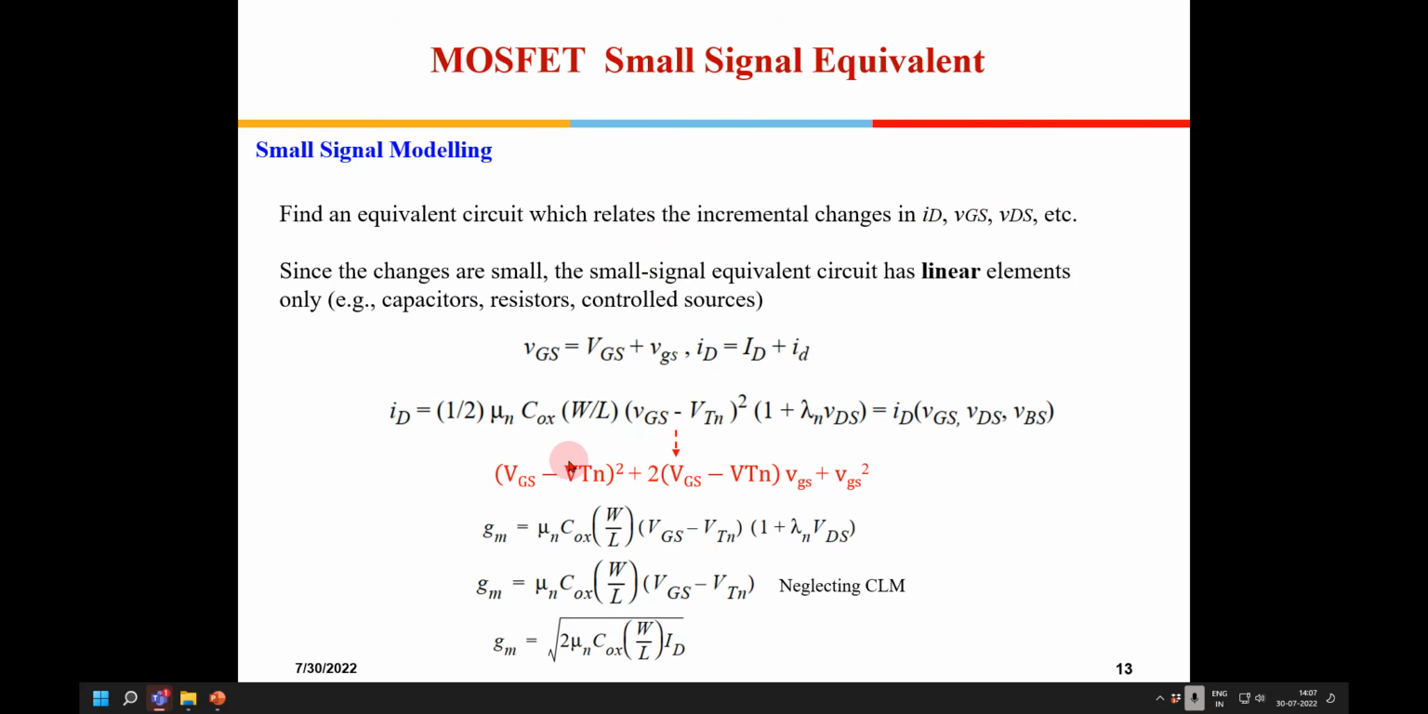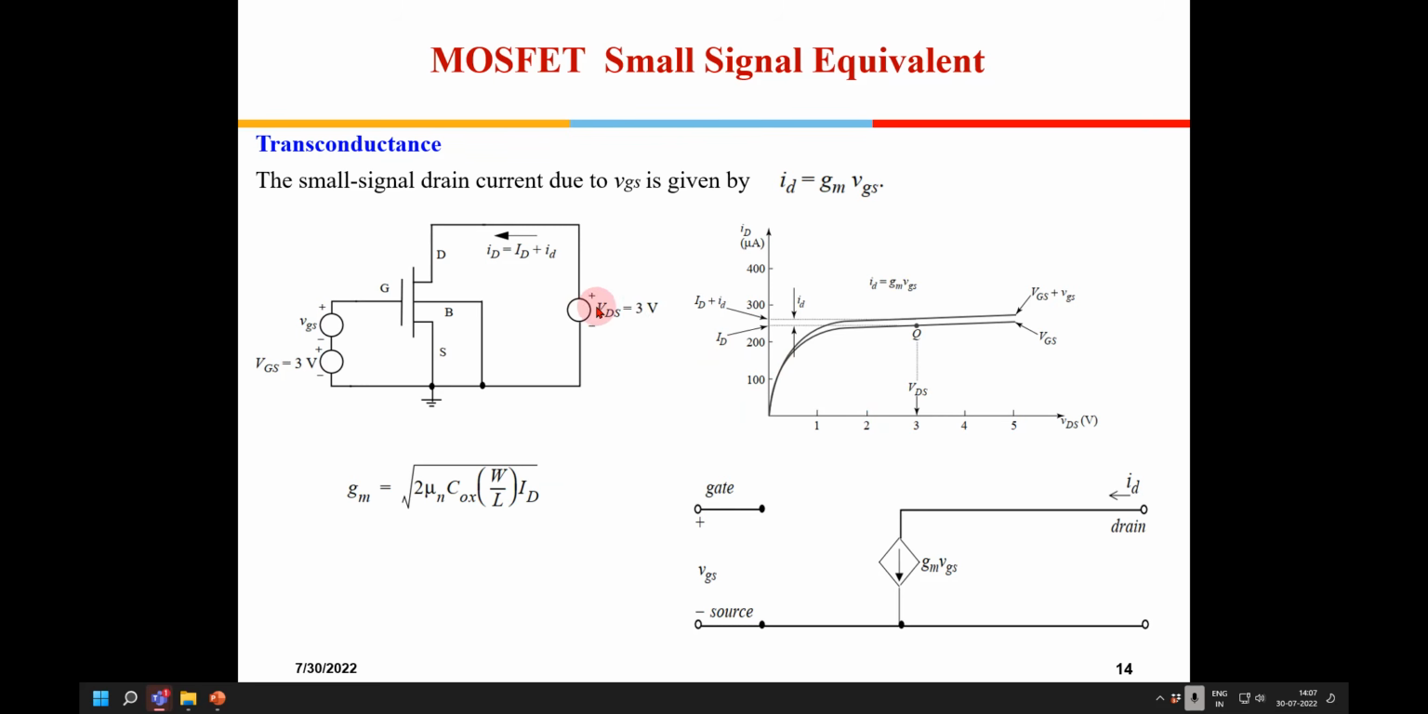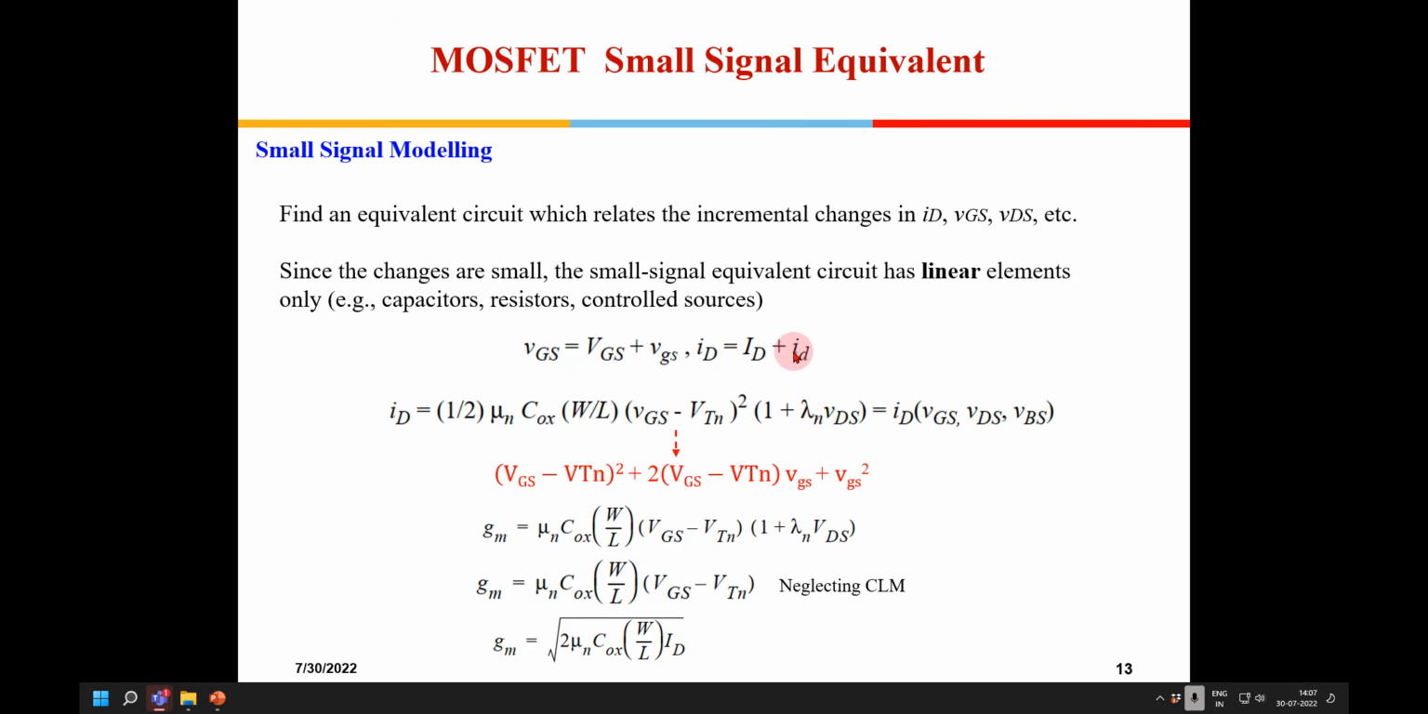Okay, sir. If this is all small i_D, okay, this is capital I_D, but nevertheless when I'm differentiating it, this goes. So this actually gm is d small i_D divided by small v_GS, okay.